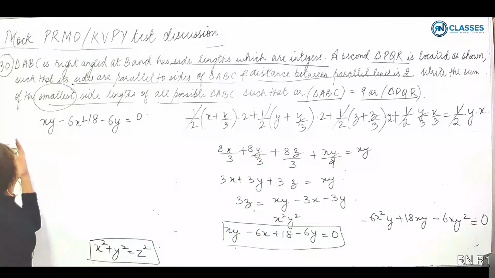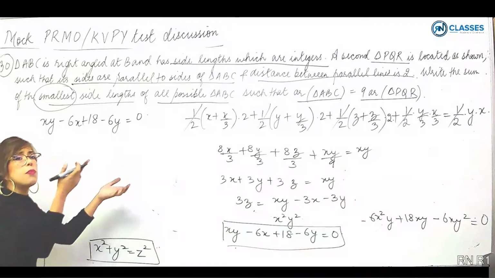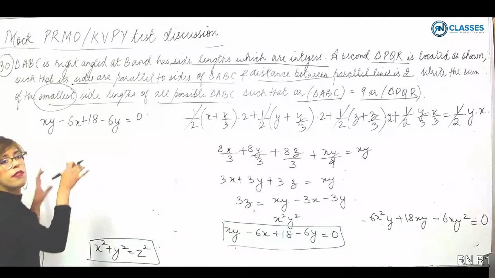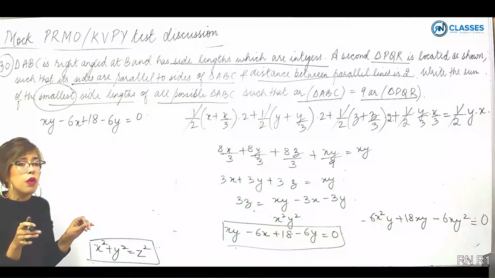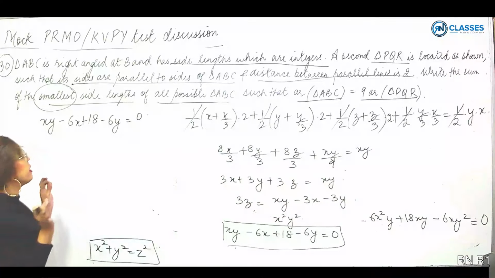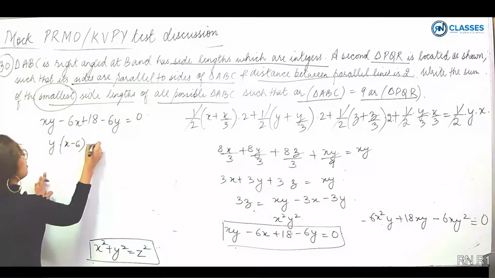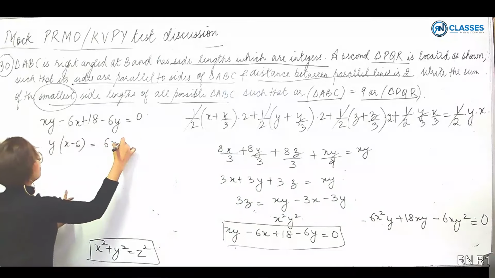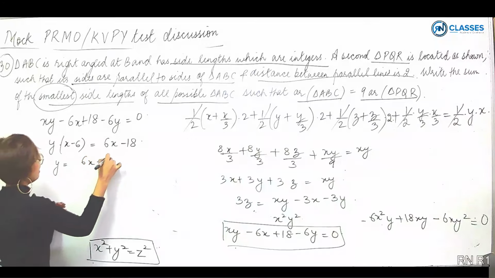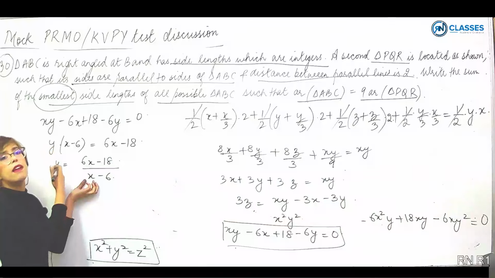From here, what I can do is put the value of x as integers like 1, 2, 3, and get the corresponding integral value of y. But it becomes tedious to work in this sort of equation, because two variables are involved. So first of all, I will try to isolate one variable. Let me select the like term. So let me take y into x minus 6 and shift this to that side, so I'll get 6x minus 18. I can write y as 6x minus 18 divided by x minus 6. So put integral values of x and get the integral values of y.